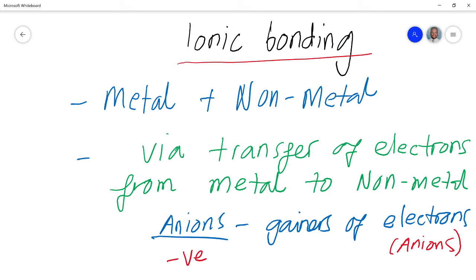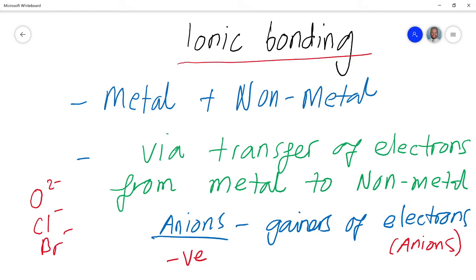A simple example: oxygen is 2 minus, chlorine is minus, and bromine is minus. So non-metals are negatively charged because they gain electrons from metals.